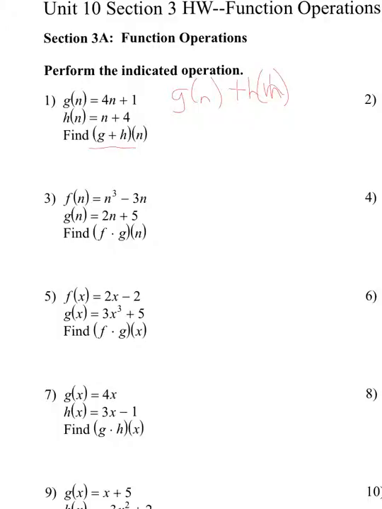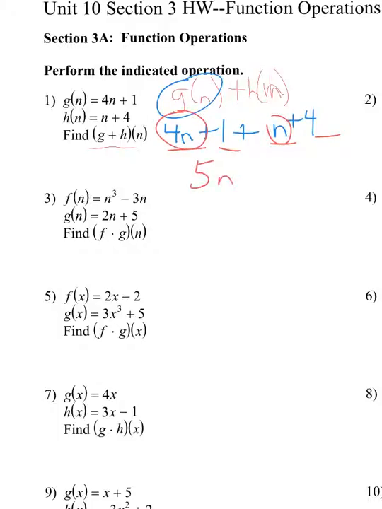So I'm going to take g plus h. So function g is 4n plus 1. And then I'm going to add function h, which is n plus 4. So I end up with 4 terms. There's my 4 terms. I'm going to just combine like terms.